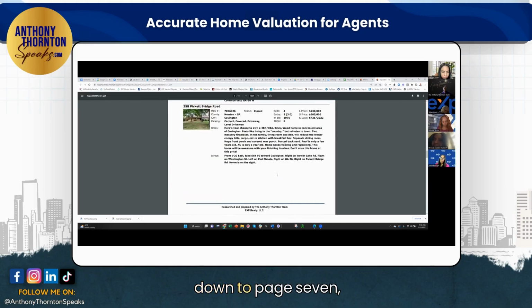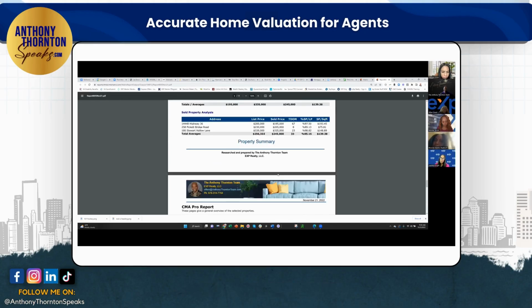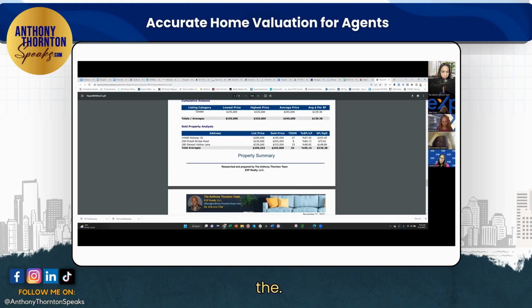And then I'm going to go down to page 7, and I'm going to look at the highest price per square foot that I could come up with, which is $193. So I have $139 and $193. Put that in your brain.